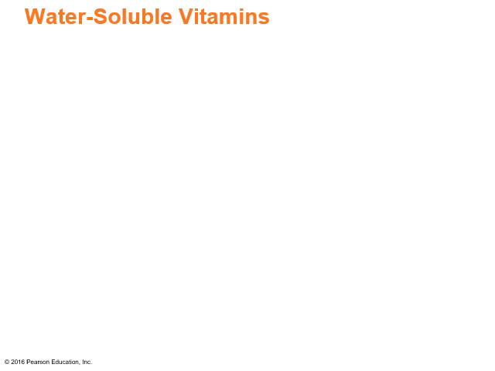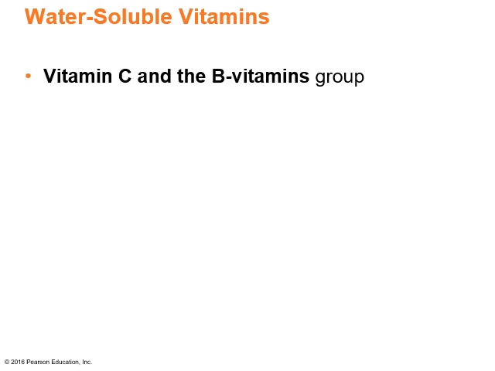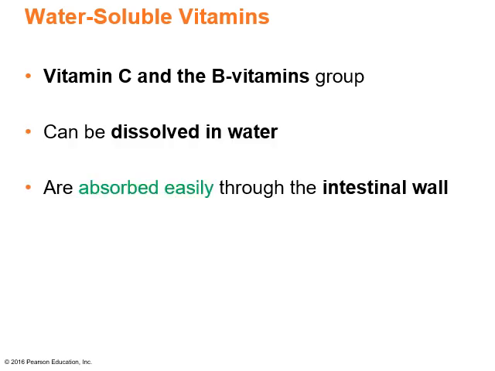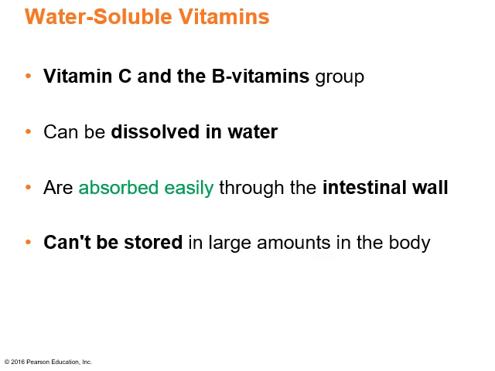Let's move now to the water-soluble vitamins. We've got vitamin C and the B vitamins group. These can, of course, be dissolved in water, and they are absorbed very easily through the intestinal wall. Now, one of the big differences, though, is that they cannot be stored in large amounts in the body, which is a good thing when it comes to toxicity, but it's not such a great thing if you're not getting enough of them.